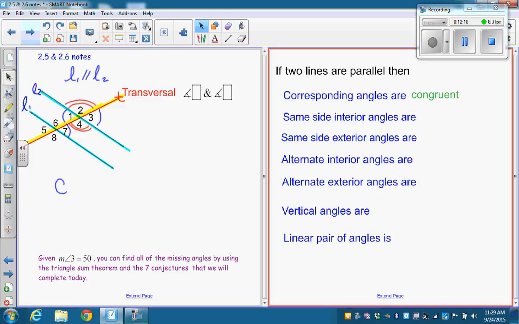1 and 7. So what do you know about them from just the way I've marked it? When the lines are parallel, they're congruent. This is always when the lines are parallel.